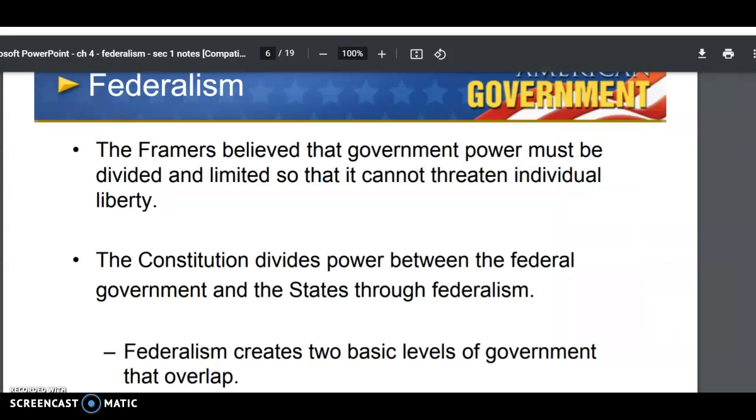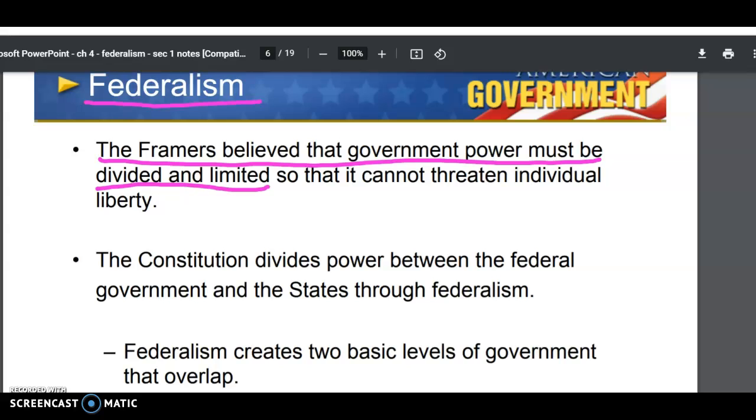So the first thing we're going to talk about is federalism. That's what the whole unit's about. So what is federalism? Well, federal is its root word, right? So it's going to have to be something about the federal government. So the framers, the people who wrote the Constitution, they believed that the government power must be divided.